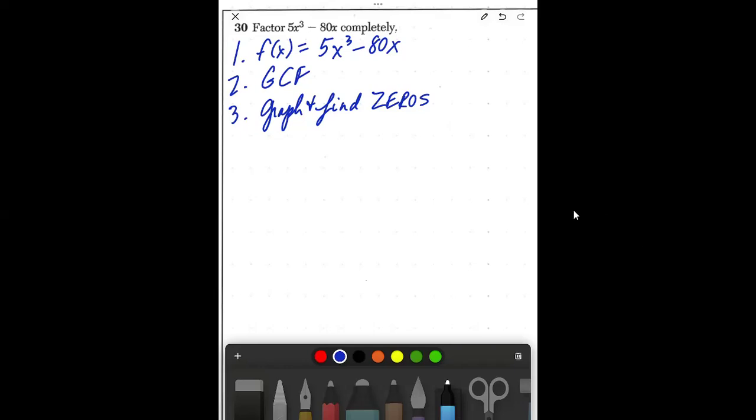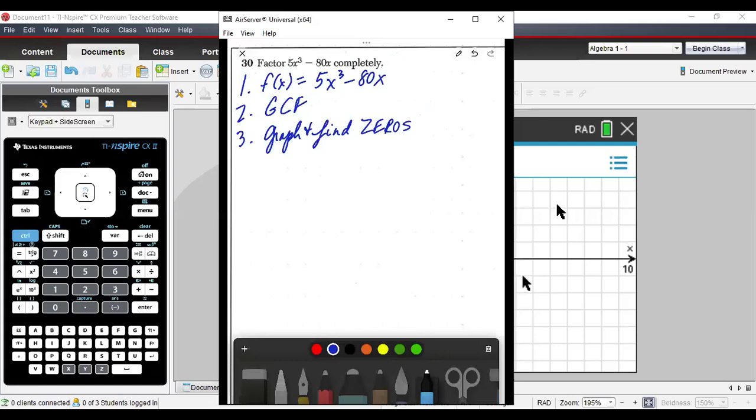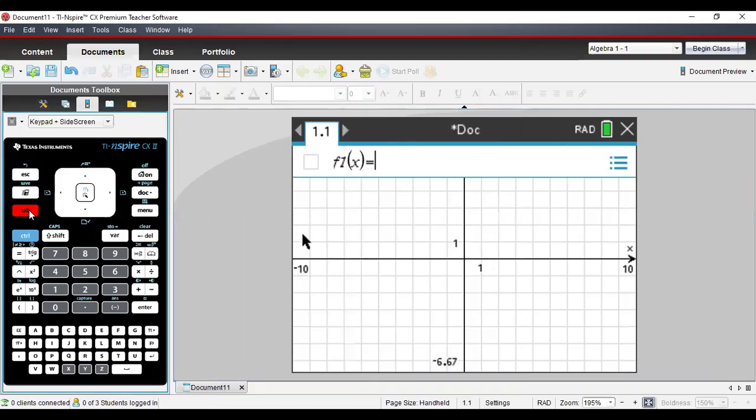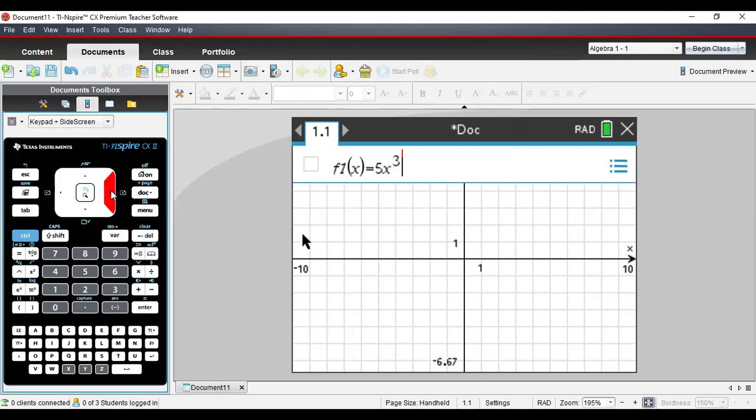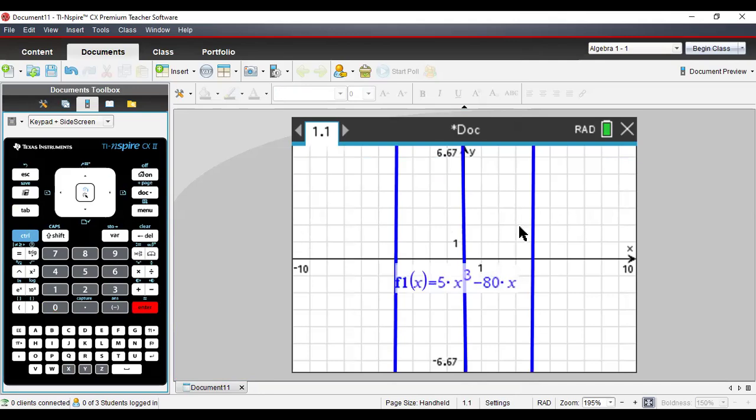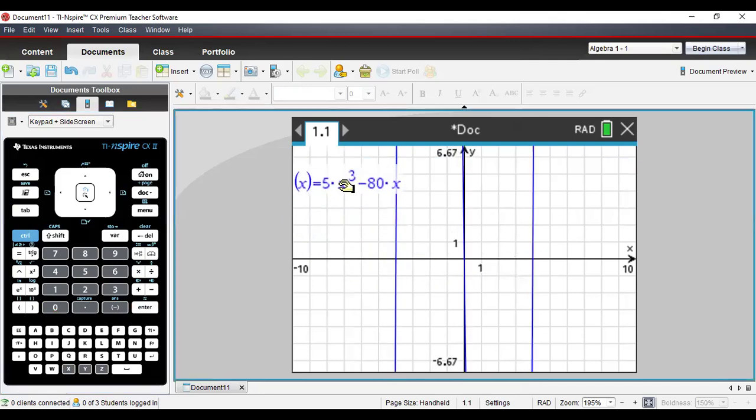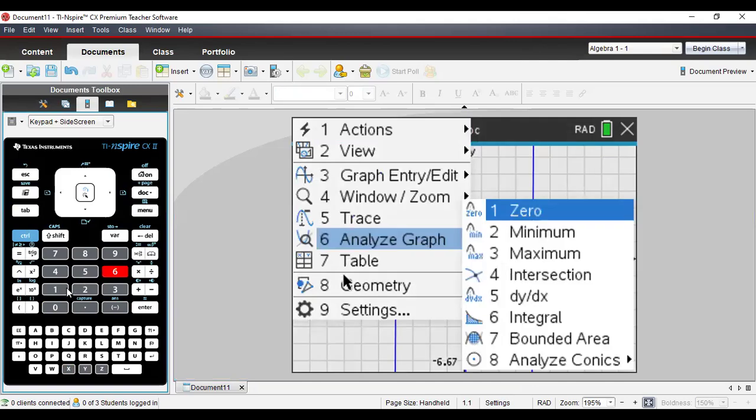Let me grab the calculator. Tab, and then it's going to be 5x to the third power minus 80x. Press enter. All right, so that is our function, and we want to find the zeros. The way you find the zeros, just use menu 61. So it's going to be menu 61.